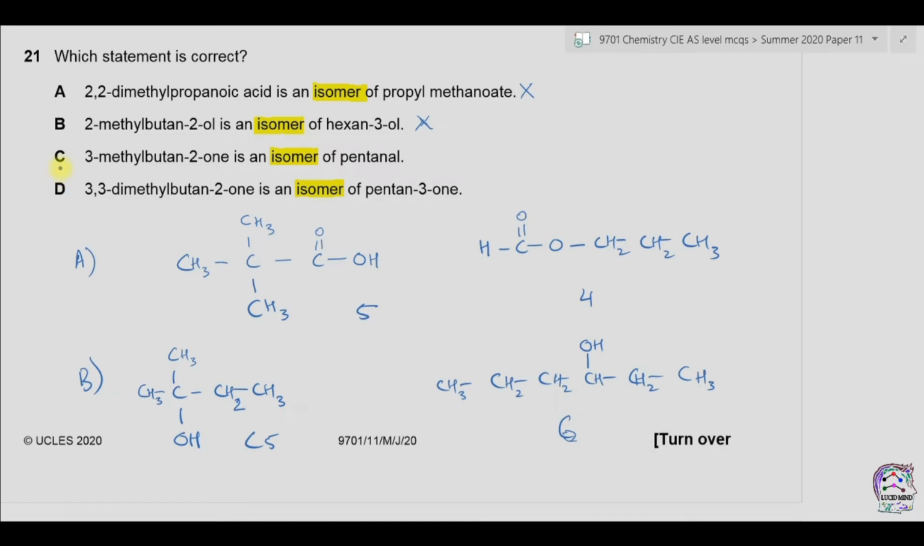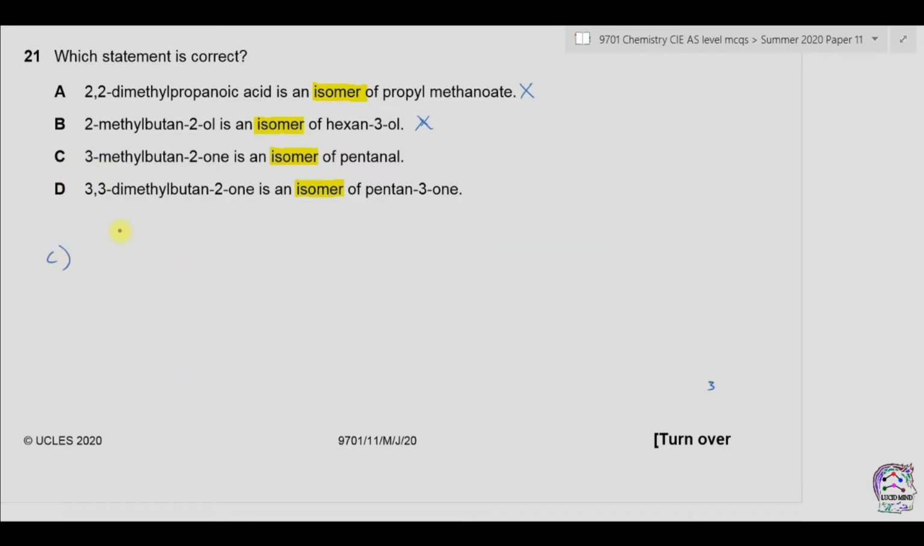Let's see part C. In part C we have 3-methyl butane 2-one. This is a ketone with 4 carbon atoms in the long chain. The carbonyl carbon is on the second carbon and the methyl group is on the third carbon. Now the number of hydrogens: 3, 3, 1 and 3.